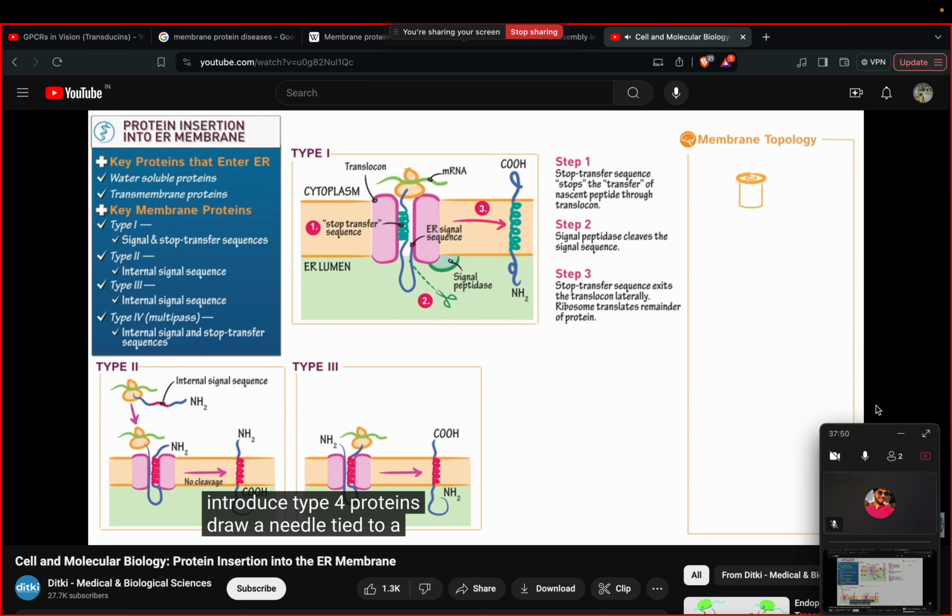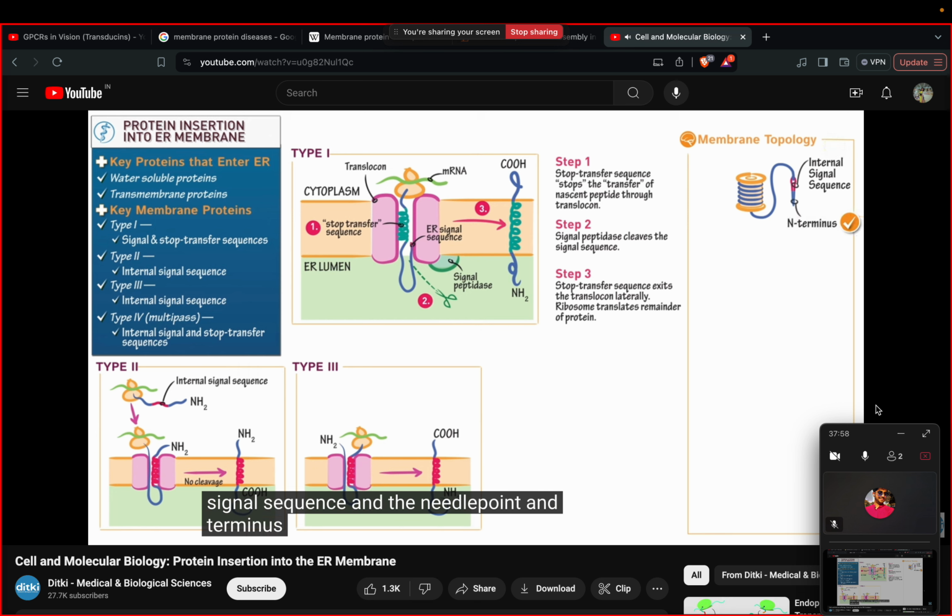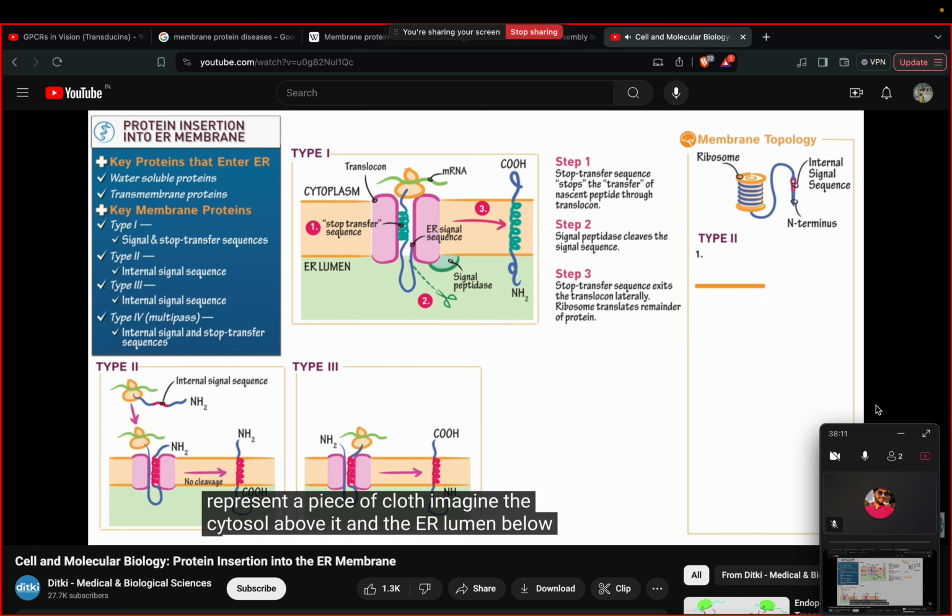Draw a needle tied to a spool of thread in the cytosol. Label the needle internal signal sequence and the needle point N-terminus. Label the spool ribosome. Begin with type 2 insertion. Draw a line to represent a piece of cloth. Imagine the cytosol above it and the ER lumen below it.